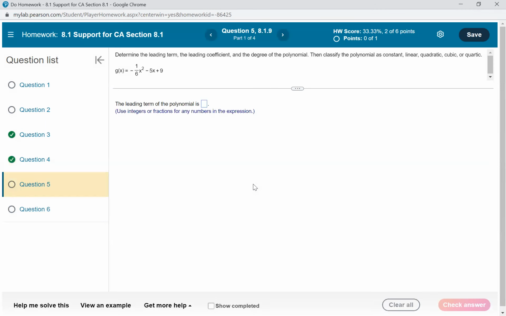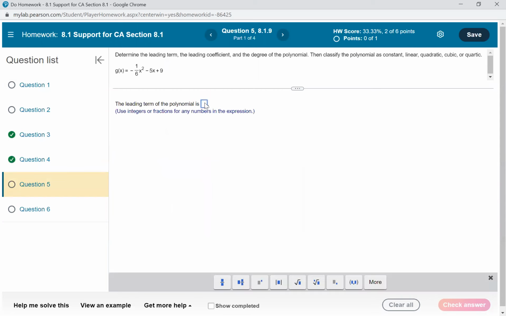So y'all, this next one's on y'all. So they want to know, what is the leading term of this polynomial? Negative 1/6 x squared. So that's going to be negative 1 divided by 6, and then you said x squared. So good job. You got to have all that.